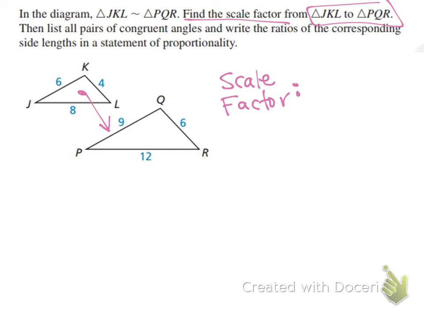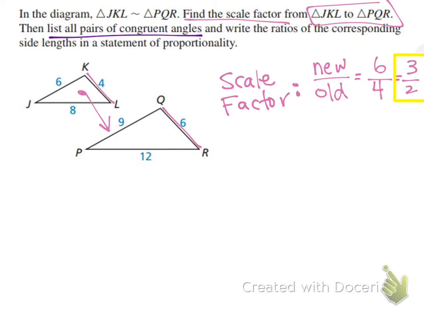So pick a pair of corresponding side lengths. Pick a side length from JKL. KL, which is 4. What does it correspond with on the new one? QR, which is 6. So remember, scale factor, you can do the new over the old, which is the simplest way to do it. What is the new length? 6, and the old length is 4. This reduces to 3/2, 3 over 2. Or you could do the math way that's also correct. Questions on the scale factor?